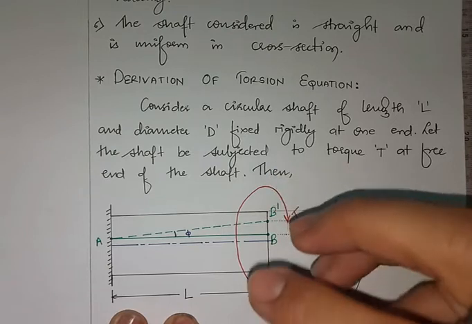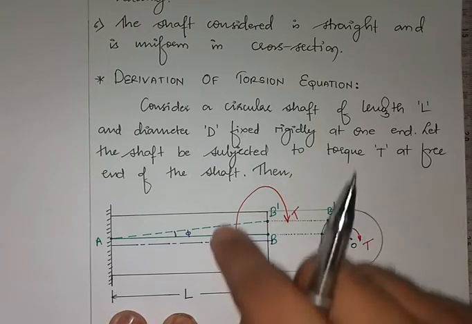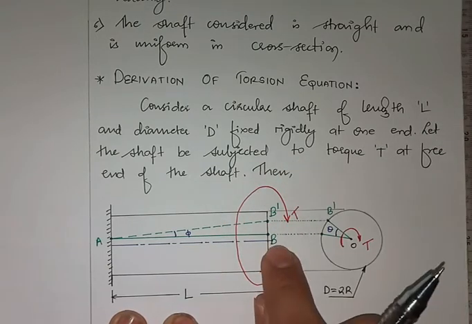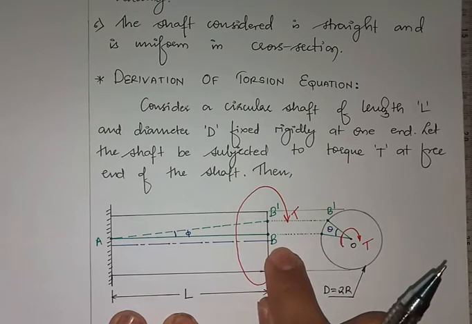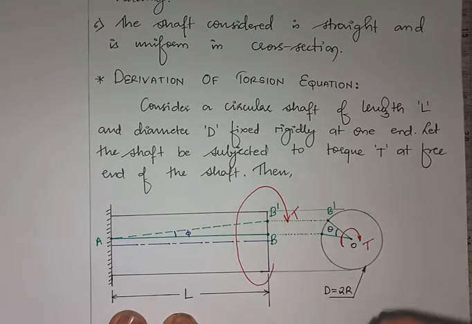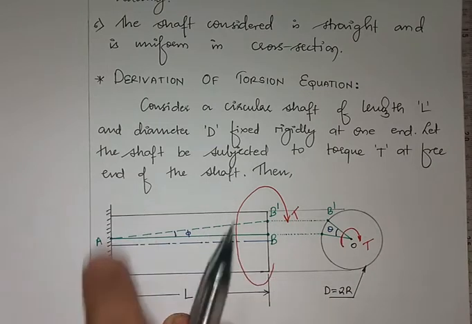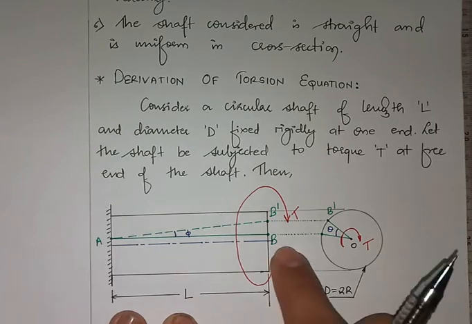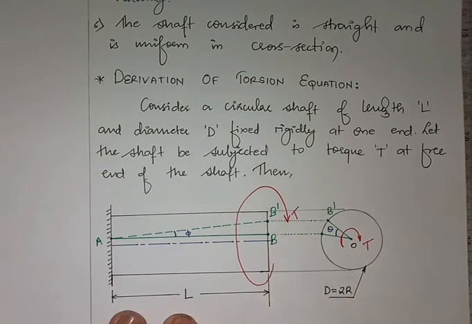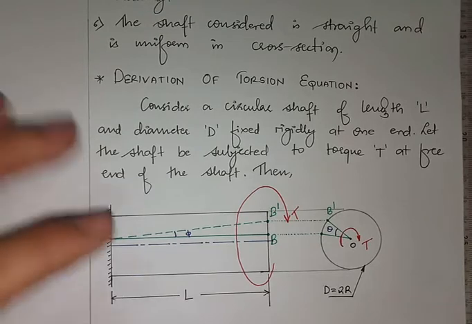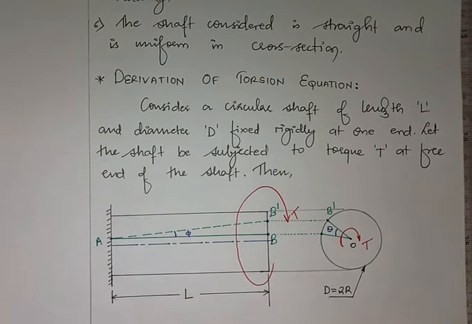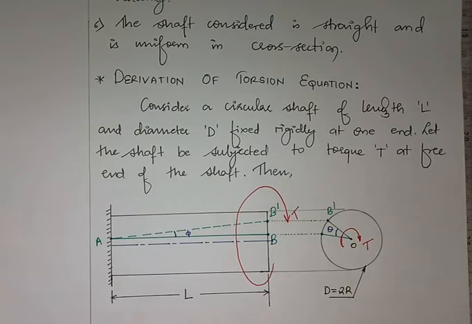Now whenever you are applying this torque, what happens to this position AB? When you apply torque, A will remain fixed because it is rigidly fixed, but the position of B will change because you have fixed this and at the other end you are applying torque. You are trying to rotate from the other end. So B will be shifting by certain distance, right, along the circumference.